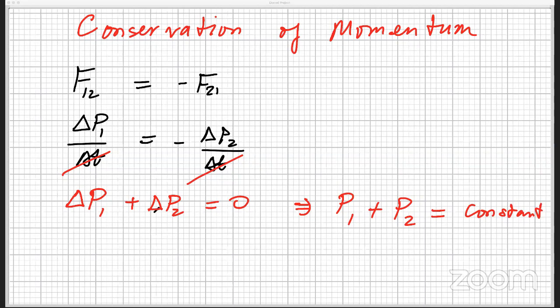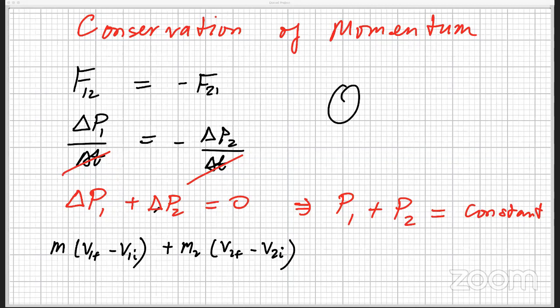Now, if we write this out explicitly, the change in P1 would be M1 times the change in V1. So M1 times V1 final minus V1 initial. The change in P2 would be M2 times V2 final minus V2 initial. Remember, you have two objects. This is M1, and this is M2.